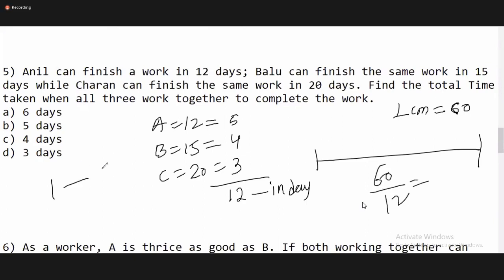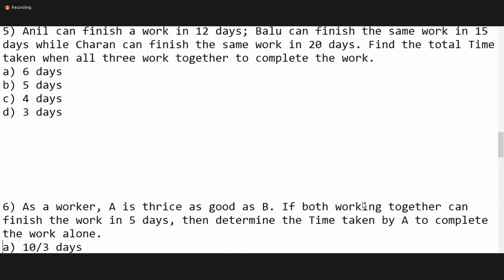So in 1 day, 12 chocolates of work. So to eat 60, they'll take how many days? 60 by 12, that is nothing but 5 days. So next question.